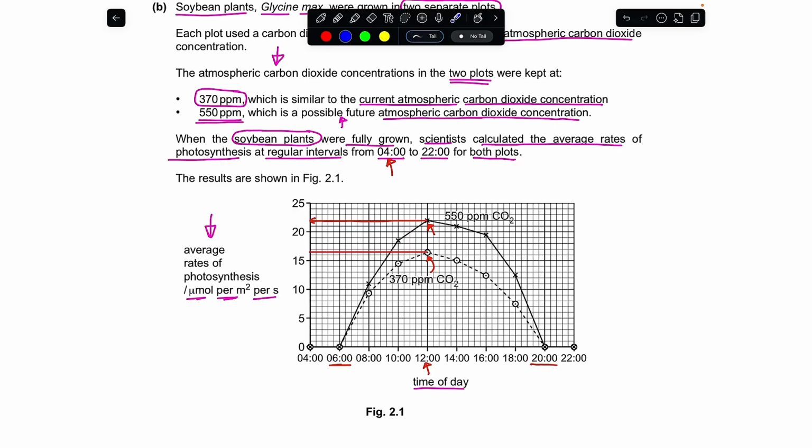The other description that I have to be presenting is that for this concentration of the carbon dioxide, the rate of photosynthesis at all the given times is higher compared to the lower graph.